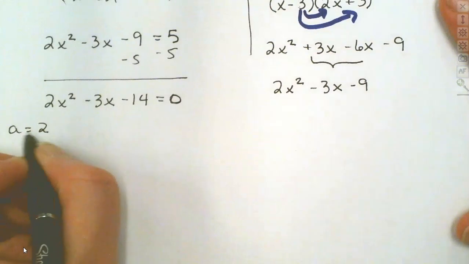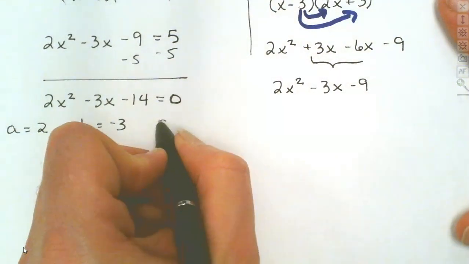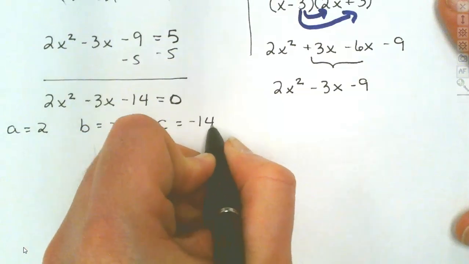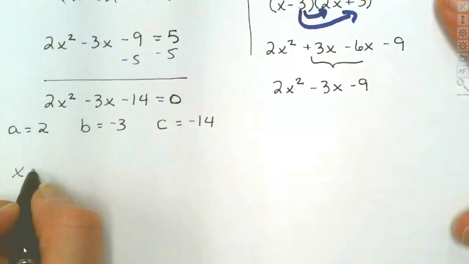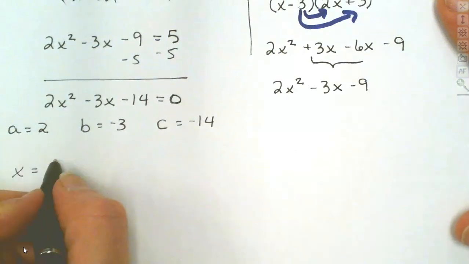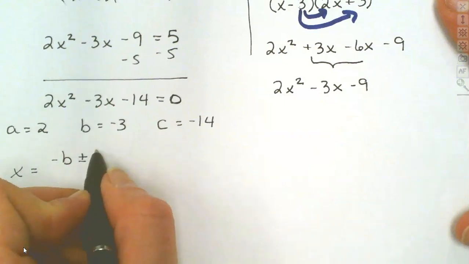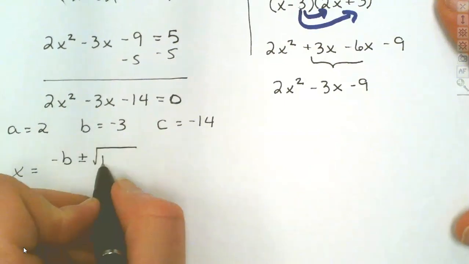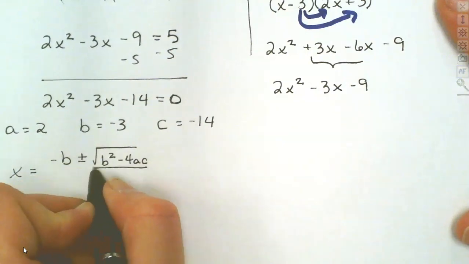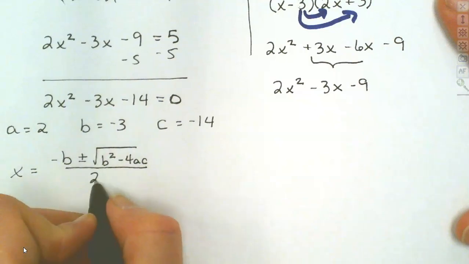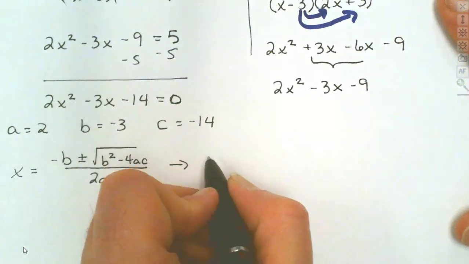So A would be 2, B would be a negative 3, and C would be a negative 14. Our quadratic formula is x equals minus b plus or minus the square root of b squared minus 4ac all over 2a. We're going to fill in our pieces. Watch out for the double negatives again.